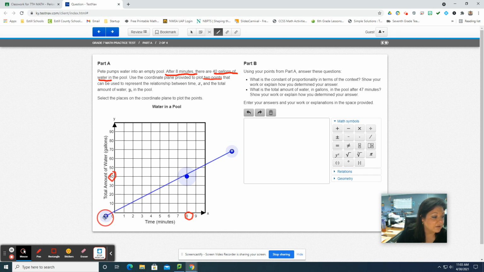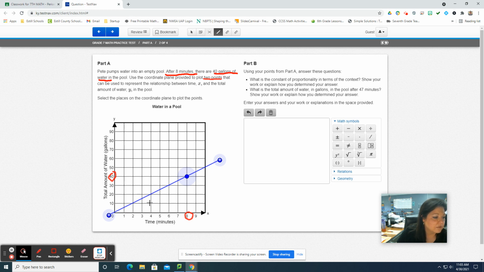Now, this is right here. Keep moving it. Make sure that it is lined up with where you need to be. Okay, it looks like that's pretty good. And I can see it looks like I have points (2, 10), (4, 20), (6, 30), excuse me, and (8, 40). So I'm going to plot my second point at (4, 20).